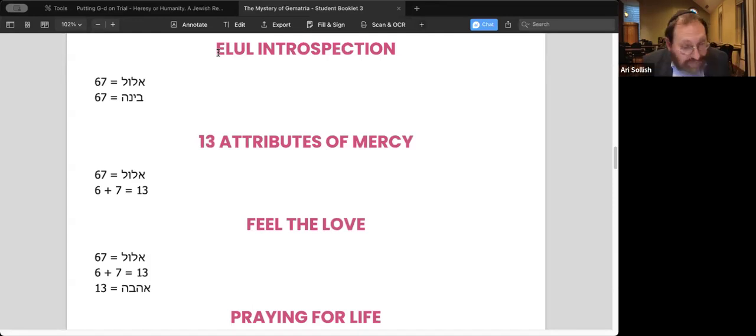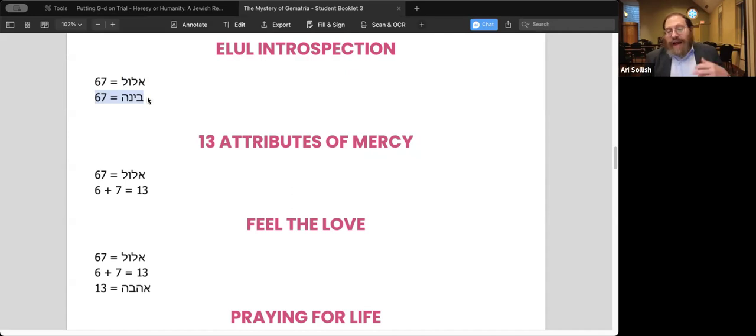Now, if you look at the numerology of the month of Elul, just to break it down, Aleph is of course 1, using the normative system. Lamed is 30. Vav is 6. And Lamed is 30. So 30 plus 30 is 60, and 6 plus 1 is 7, so 67. The word and concept that corresponds to that is Bina. Bina is also 67. What is Bina? Bina means understanding. Bina means contemplation. Bina is also related to introspection.